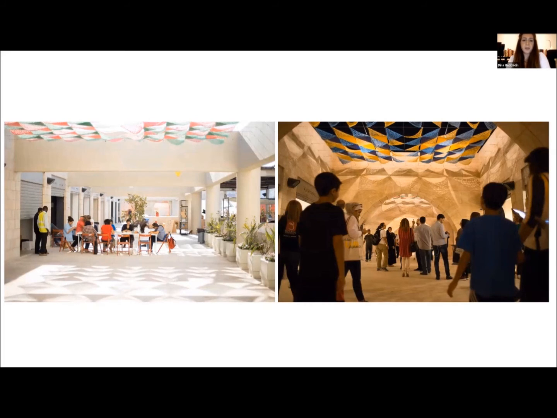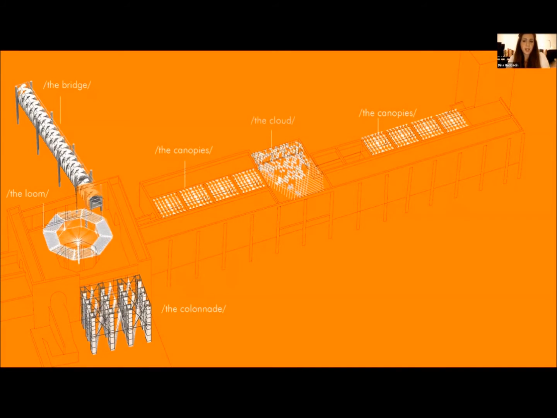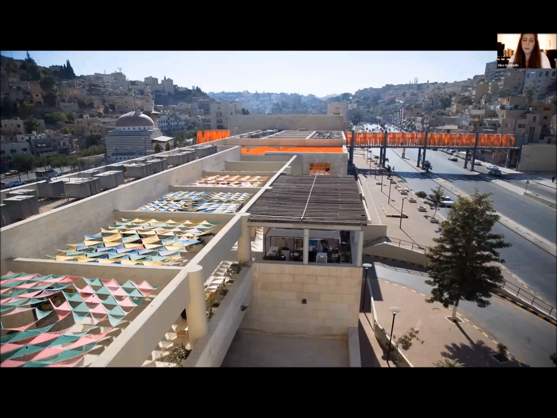A series of temporary installations filled the space around the abandoned building. So there was the colonnade, which you see here, the loom, the bridge, and the canopies, and finally the cloud. So I'll be highlighting a few of these. The craft district, if you see here, was spread over the upper floor, and of course none of this could have been possible without the support and help of the Amman municipality.